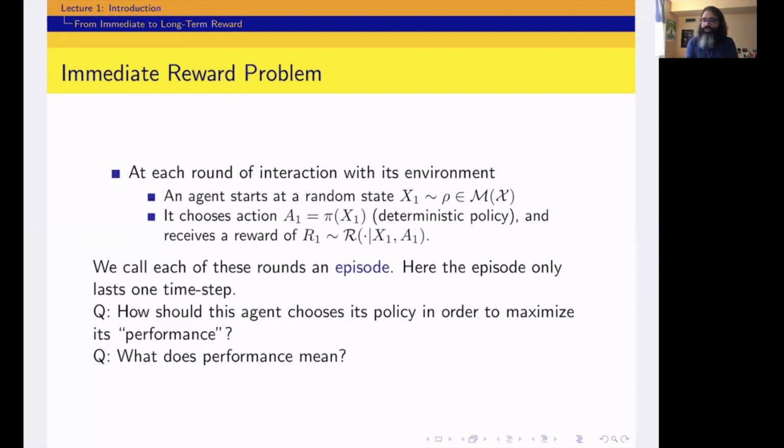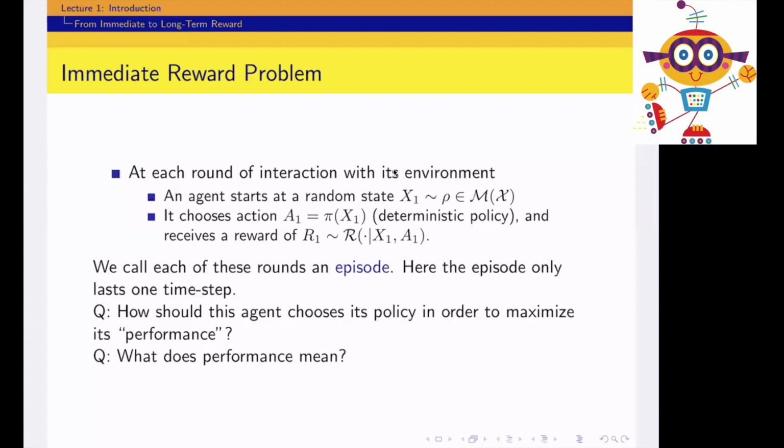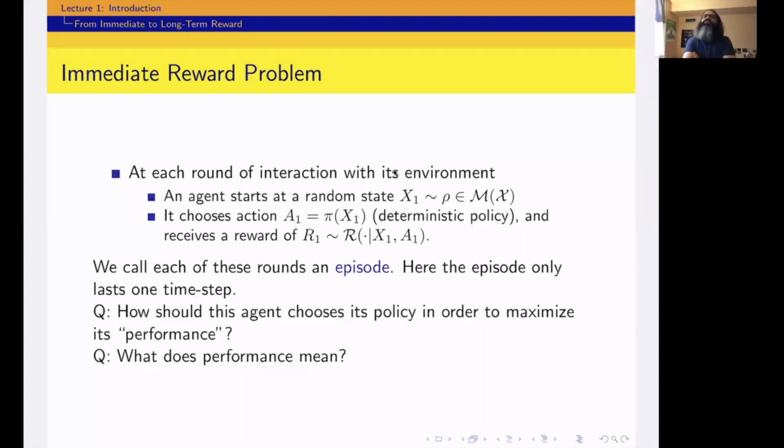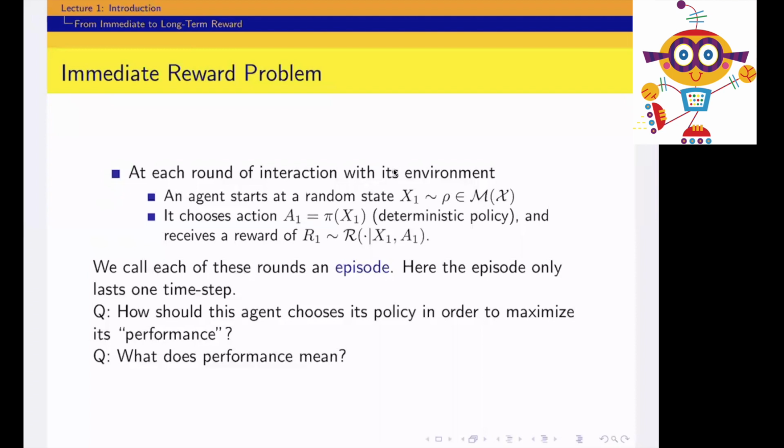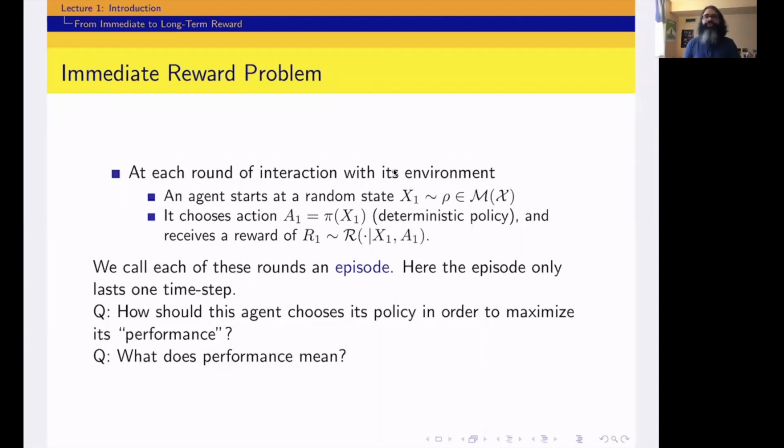So how should this agent choose its action in order to maximize its performance? To answer that, we first need to talk about what performance means here. Let's think about it a little bit. How do you define performance? What is meaningful performance here? Okay, there are some answers in chat. Expected reward. That's good. What does expected reward quantify? On average, how much reward the agent gets. Yeah, that's a very reasonable choice. What else can we think about?